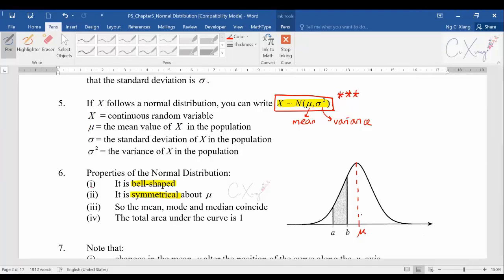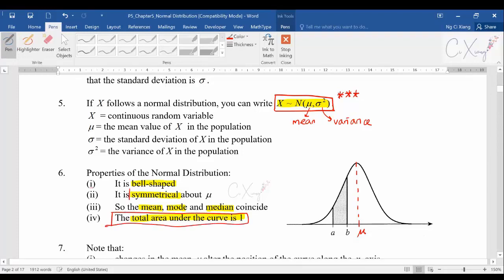So it is symmetrical about the mean. That means the left and right areas should be the same. They are symmetrical to each other. So mean, median, and mode coincide. That means all three values, mean, mode, and median, are at the same line here. And then the total area under the graph is 1. I think you need to remember this one because it is a very important concept.